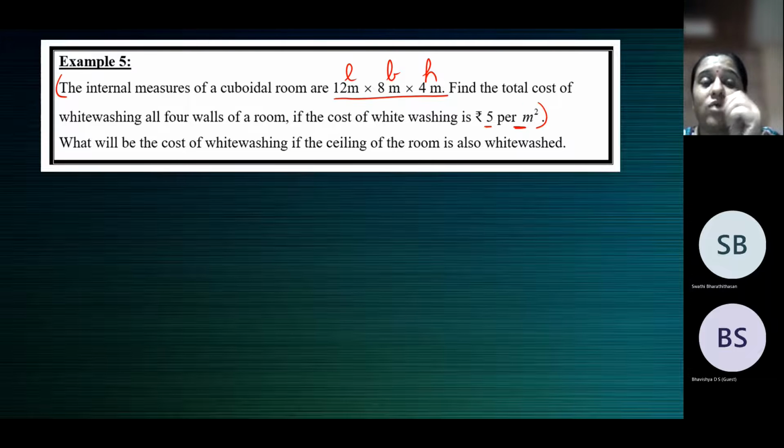So what is the area of the 4 walls? What is the surface area of the 4 walls to be distempered? That you should first find. And then that into 5 will give you the cost.